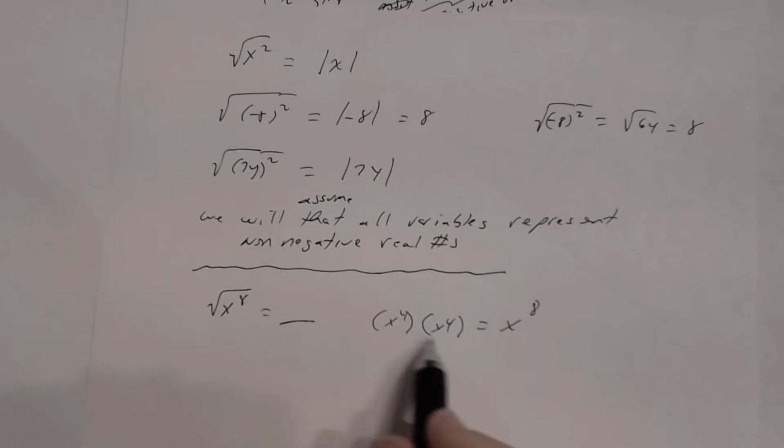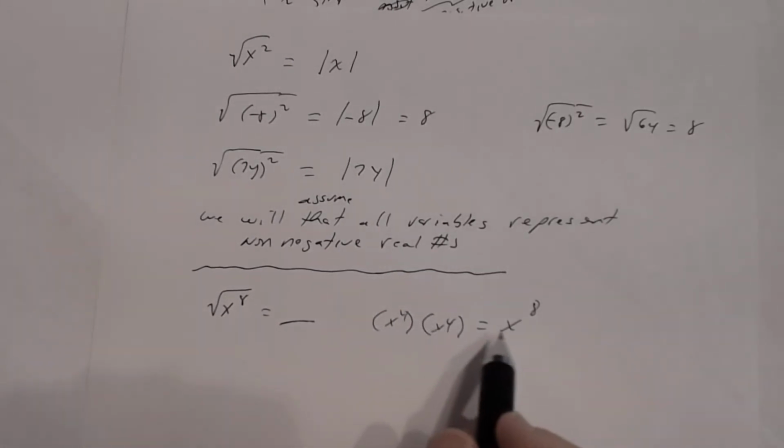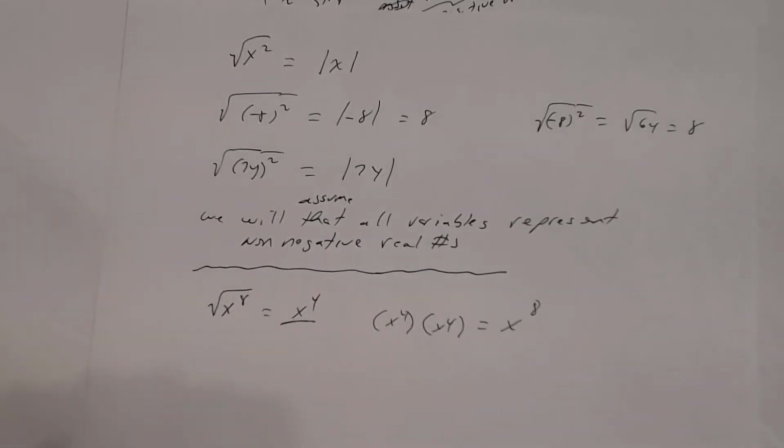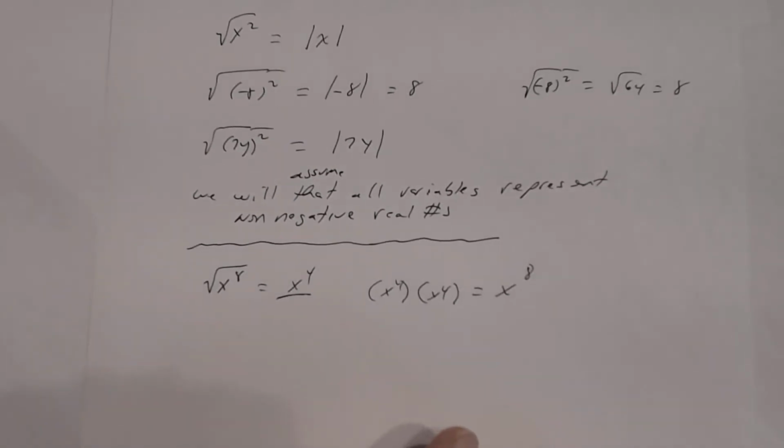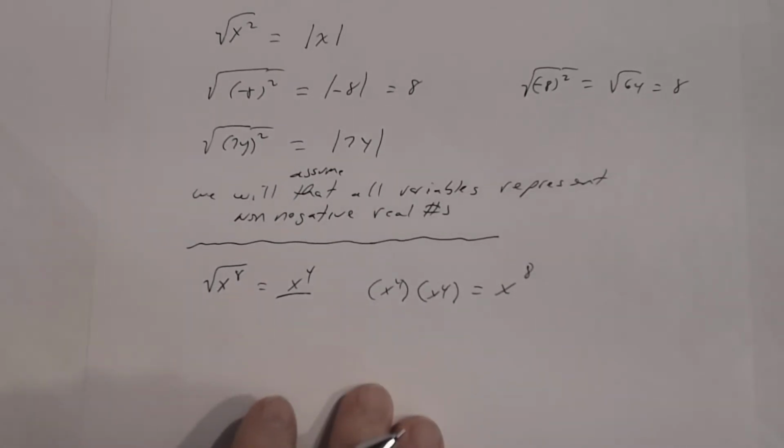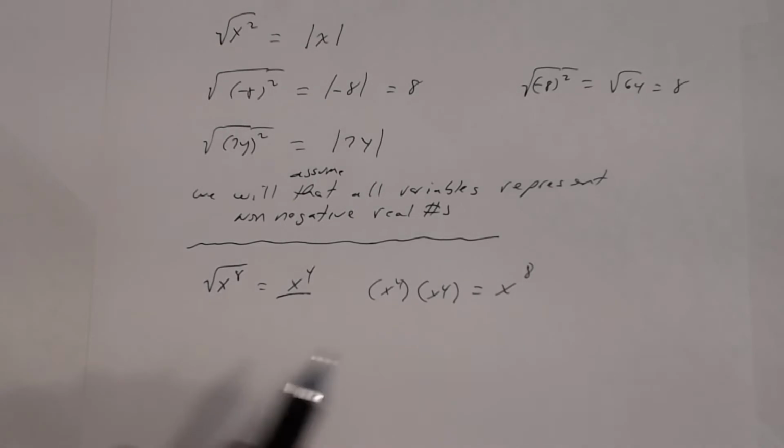Because when you multiply like bases, you add exponents. 4 plus 4 is what? 8. So the answer is x to the 4th. Okay? We don't have to worry about absolute value bars. Forget about that. We're assuming that all the variables represent either positive numbers or 0.